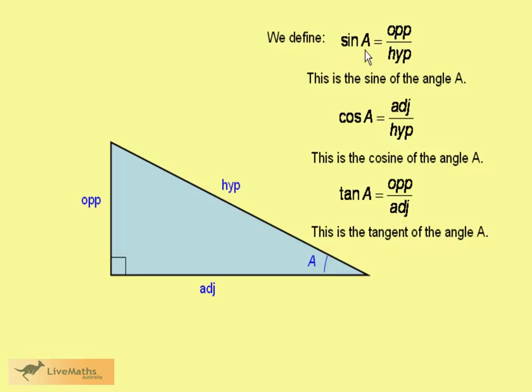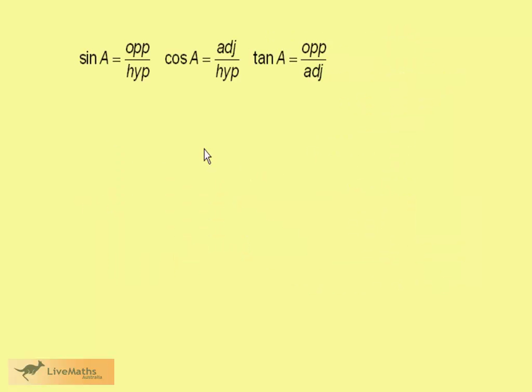Sin A is the name given to the length of the opposite divided by the length of the hypotenuse. This is something that just simply needs to be learned. So here we have the definitions again. Sin A is equal to the opposite over the hypotenuse, cos A is the adjacent over the hypotenuse, and tan A the opposite over the adjacent.